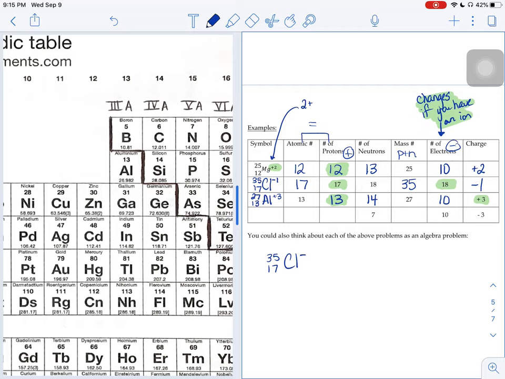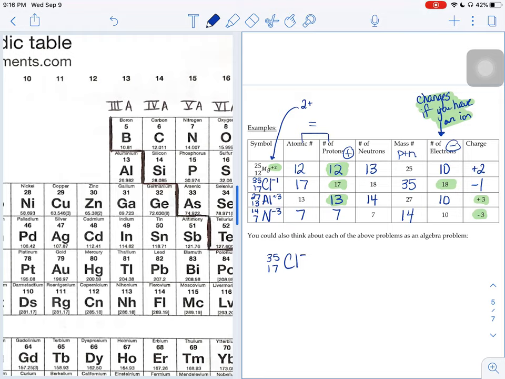For that bottom one, we have 10 electrons with a charge of negative 3. So that means the electrons are winning by 3. So if the electron team has 10 points and they're winning by 3, that means the proton team has 7 points. If it has 7 protons, its atomic number is 7. We could add up protons and neutrons to get our mass. So then our symbol would be 14, 7. You go to your periodic table and see that you're talking about nitrogen, but not just neutral nitrogen. We're talking about nitrogen with a charge, so I've got to throw a minus 3 on there.